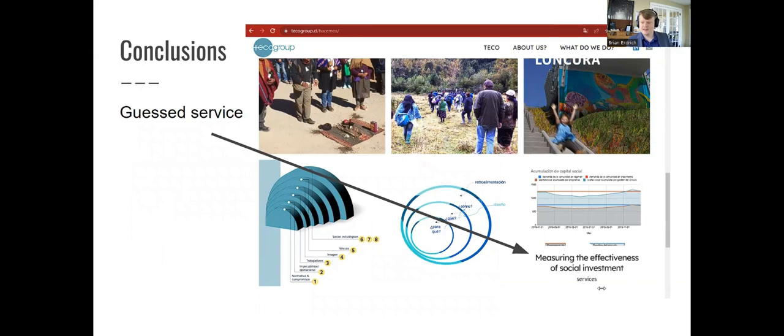Most of them guessed this down here would be the answer: measuring the effectiveness of social investment, down at the bottom right of the services page. Not only that, but as they were scanning through, some of them didn't even realize that you could hover over these pictures to find words. And so then they were hovering over every single picture as they were going through, which frustrated them as they were trying to scan for the word finances.